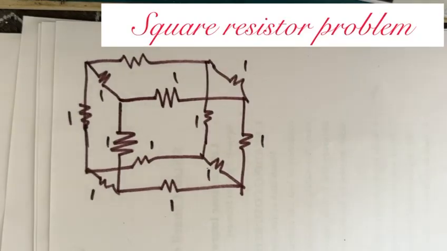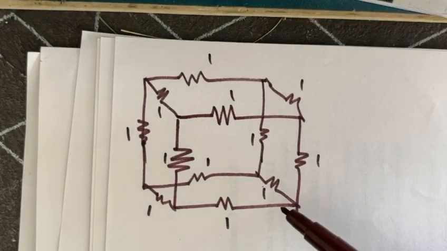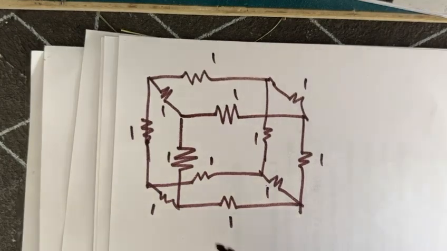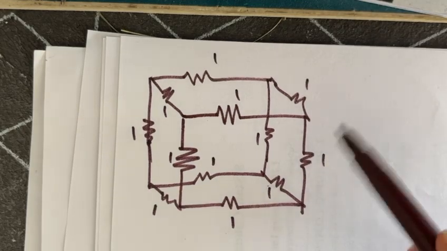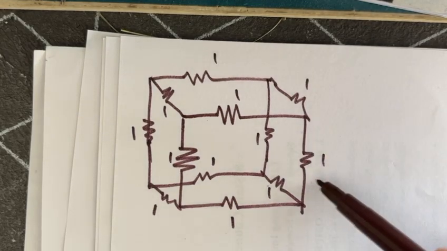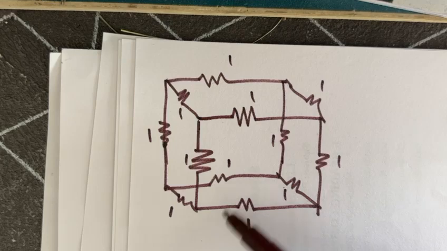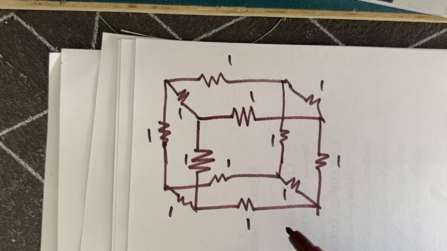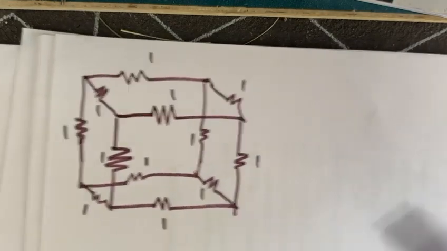Hello everyone, today let us understand how to solve such a square resistor problem and find the resistance of this. As you can observe, all the resistances are equal in every path. So we can approach this with a different method.